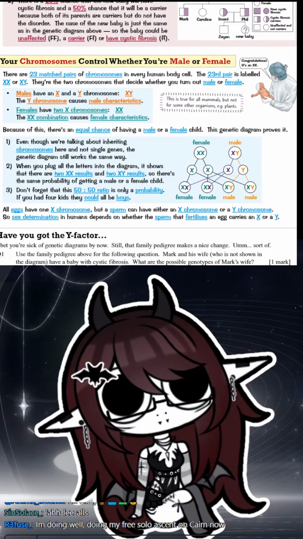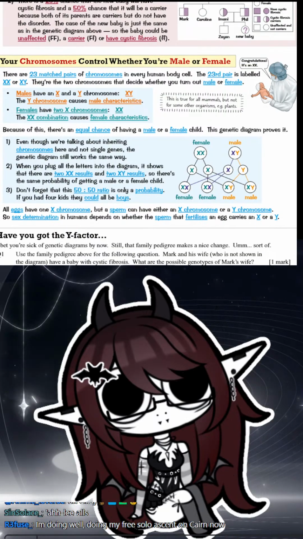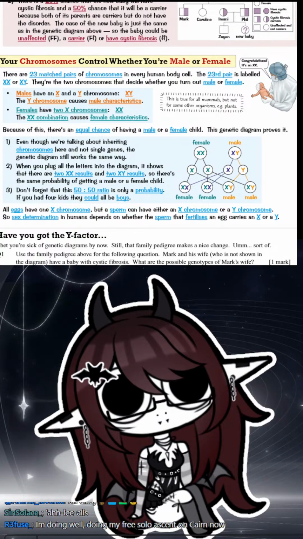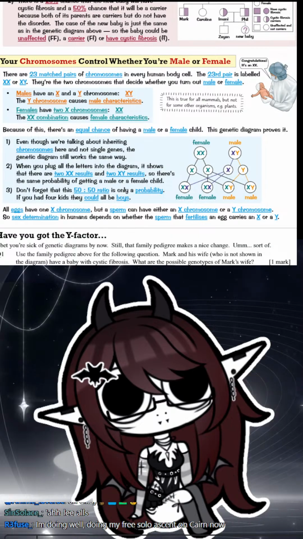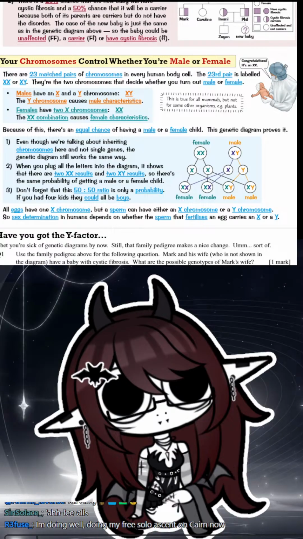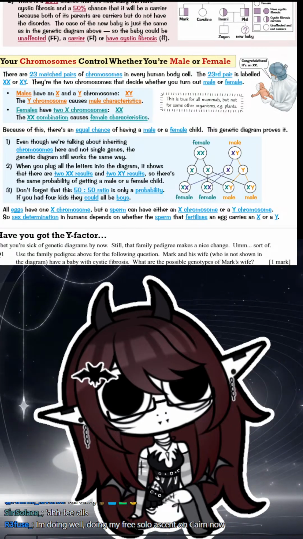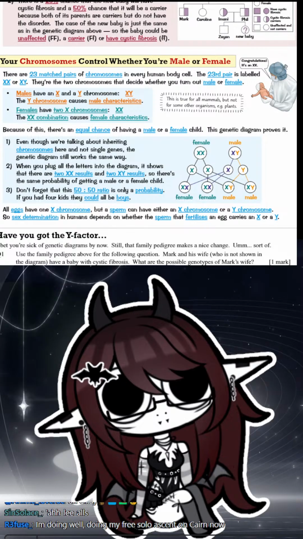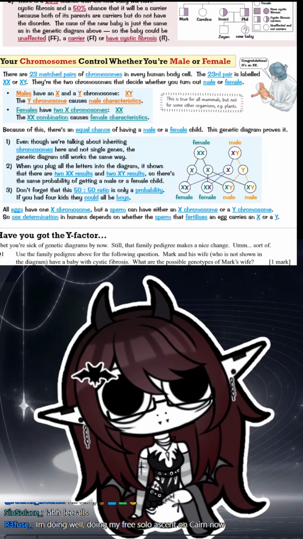Your chromosomes control whether you're male or female. There are 23 matched pairs of chromosomes in every human body cell. The 23rd pair is labeled XX or XY. They're the two chromosomes that decide whether you turn out to be male or female. Males have an X and Y chromosome, XY. The Y chromosome causes male characteristics. Females have two X chromosomes, XX. The XX combination causes female characteristics.